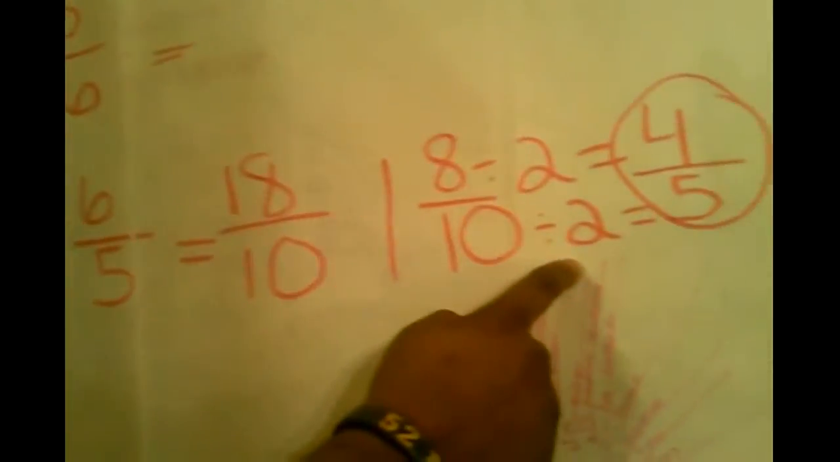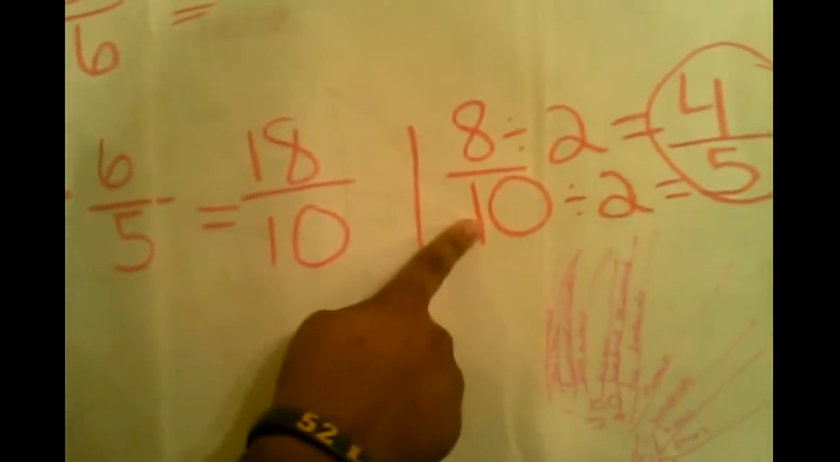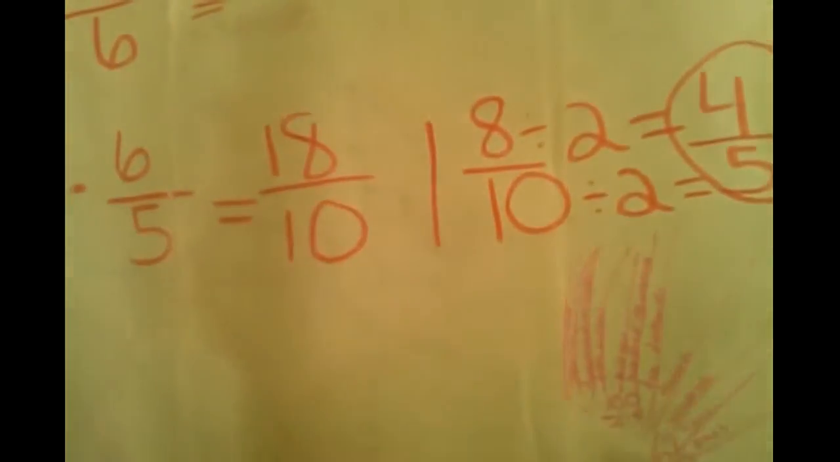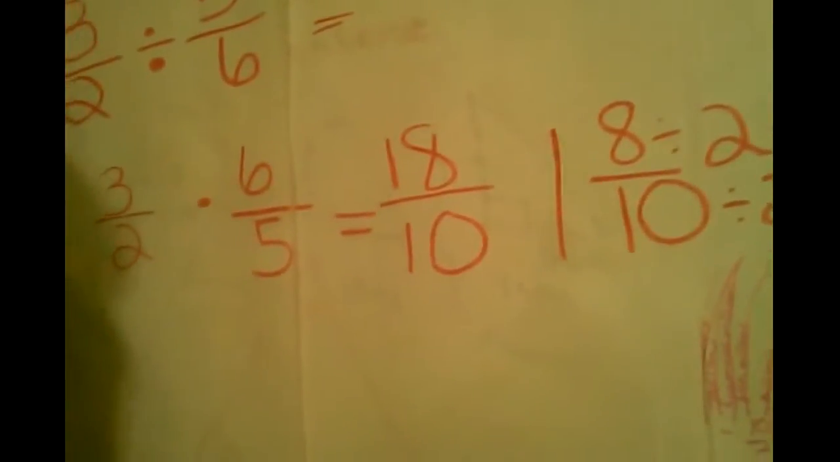Excuse me. I want to know where you get this 2. Is it that 2 can go into both 8 and 10? Yeah, because you have to divide it by something. They can go into both? Ah, I learned something new today.